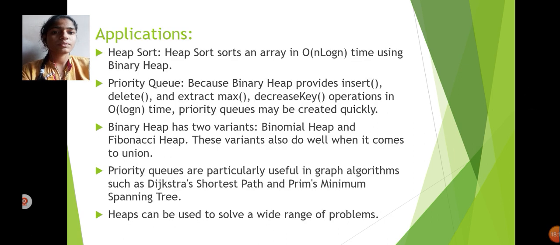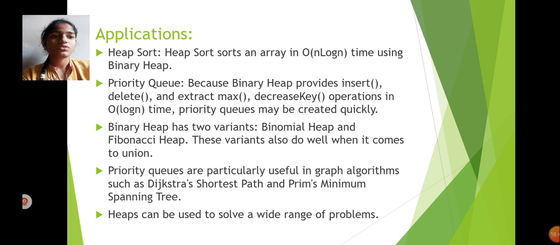So the applications of heap sort are: it sorts an array in big O of n log n time using a binary heap. Like in priority queues, because a binary heap provides insert, delete, extract max, and decrease key operations in big O of log n time. A priority queue may be created quickly. By using a binary heap, we can create a priority queue quickly. Binary heap has two variants, binomial heap and Fibonacci heap.